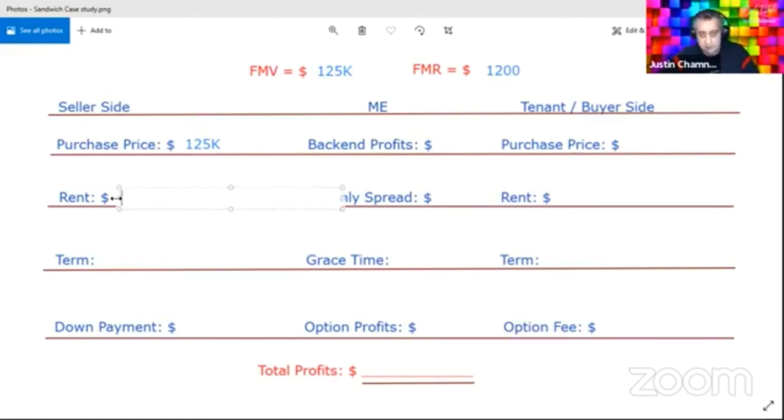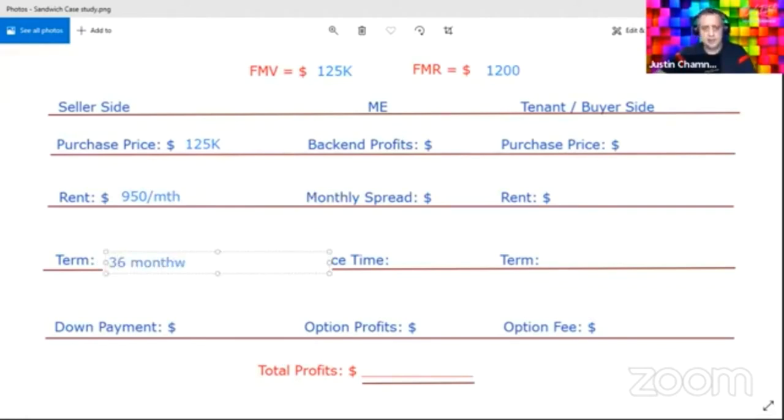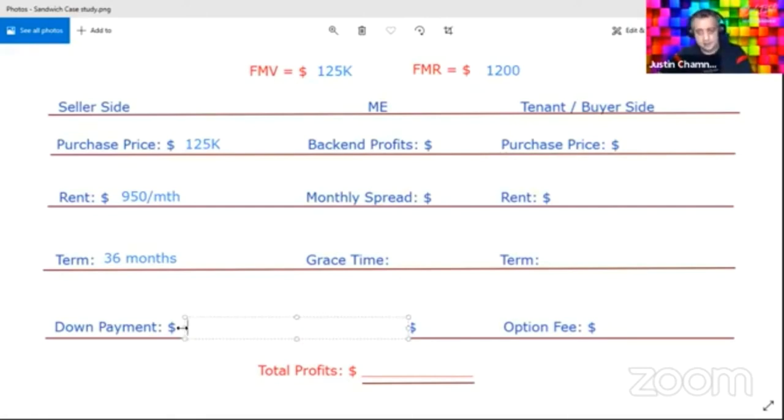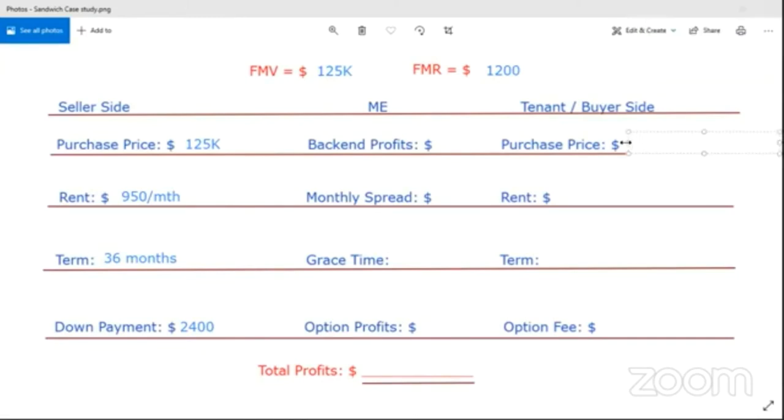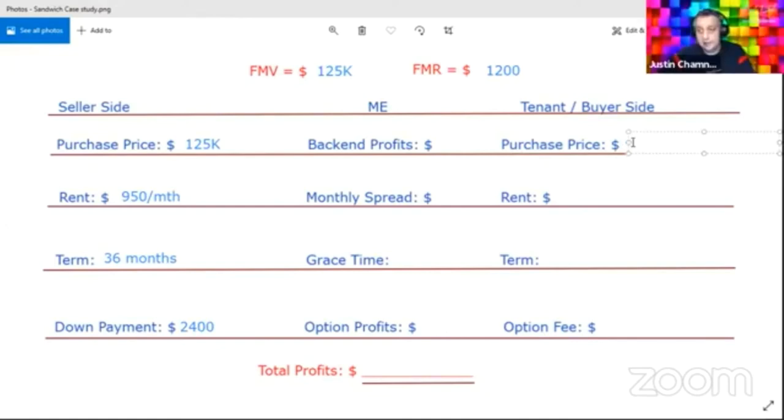The rent, he wanted $950 a month. The term, again, 36 months. It could have been 24 or 60 or whatever. I play around with 36 a lot. The down payment this homeowner wanted was $2,400. So I put it out on the market for a tenant buyer. I come up with a new purchase price by adding 10% to $125,000, and I end up with $137,500.